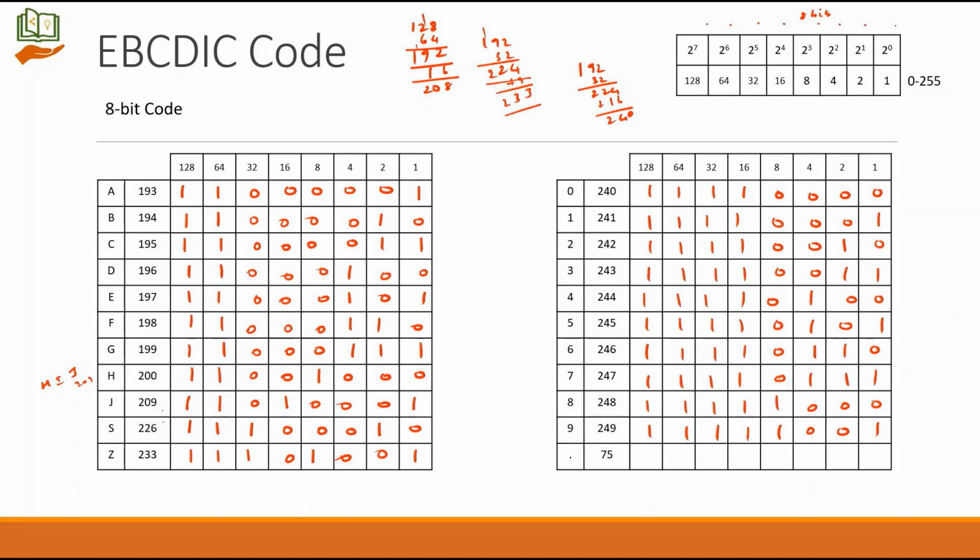What is 75? So 64 plus 8 is 72. 72 plus 2 is 74. 74 plus 1 is 75. The remaining places will have 0. So you can have 1 in all these 4 places for 240, and from 1 to 9 you can place 1 in the last 4 columns and then fill the remaining places with 0. For 0 to 9 alone I am saying.